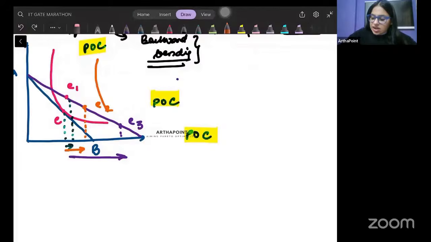Where the new IC will be, that can be different. I am joining the equilibrium points only, where there is tangency. That is what I am doing. But where that indifference curve will be, that can differ. Right? So accordingly, I can get different POCs. Is that clear now?